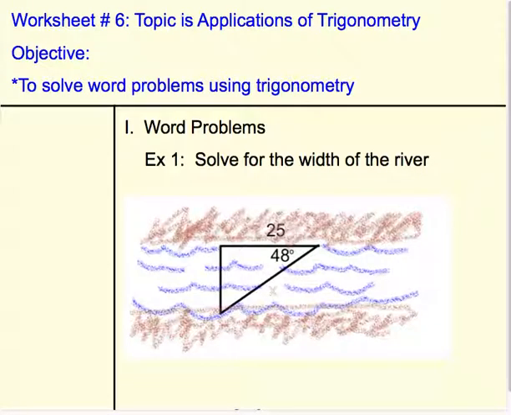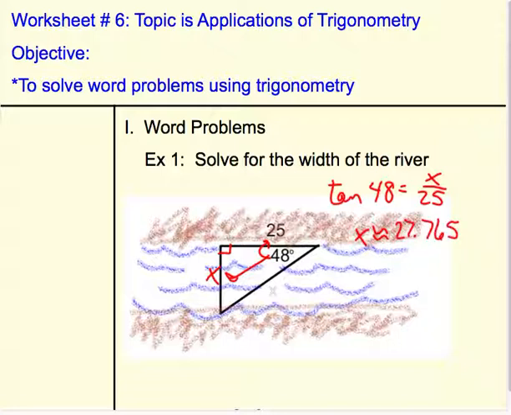All right, so first off, I know it says word problems. This isn't actually really a word problem. We're just solving for the width of the river. We've got a picture going on here. So we'll use our trig. From this angle, we have the opposite and the adjacent. There's our right angle. So we're going to set up the tangent of 48 equals, we're looking for the opposite, and we know the adjacent. Multiplying both sides by 25, we get the width of the river is approximately 27.765, and we don't have any units.